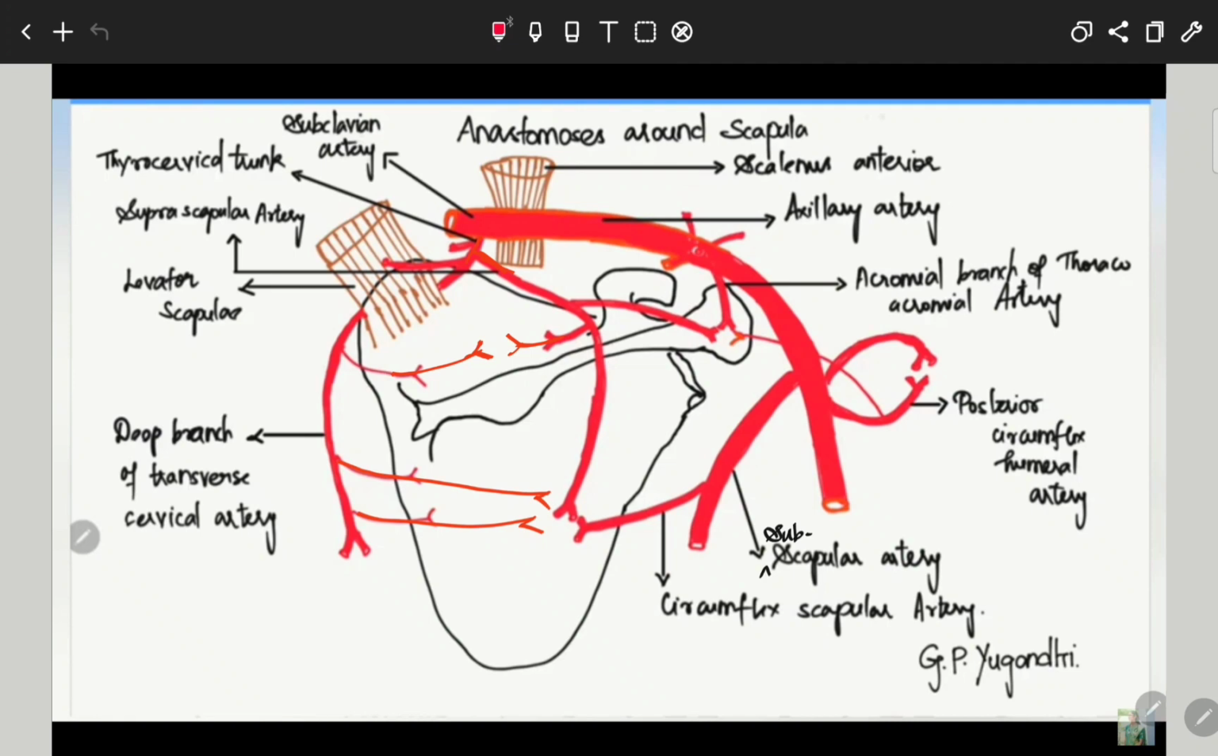So the first artery is the suprascapular artery arising from the thyrocervical trunk, which in turn arises from the subclavian artery, and the deep branch of transverse cervical artery, which is in turn a branch of the thyrocervical trunk, and the circumflex scapular artery, which is a branch from the subscapular artery, which is in turn a branch of the third part of the axillary artery. So these three arteries mainly take part in anastomosis over the body of the scapula.